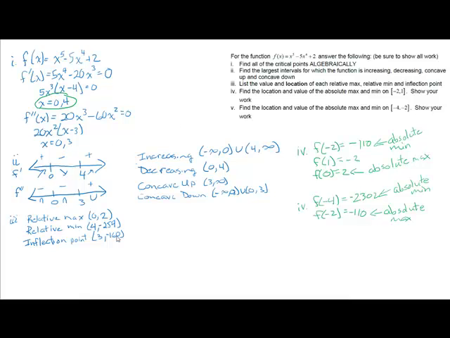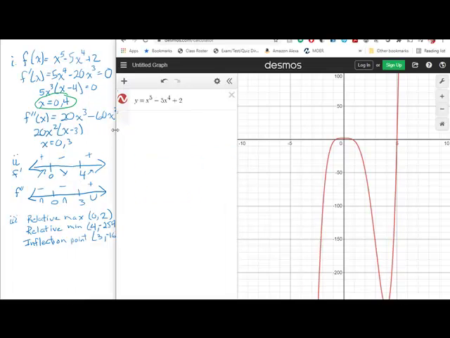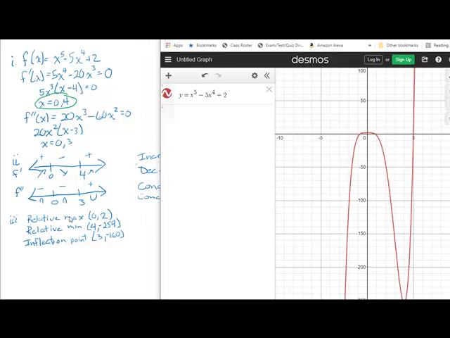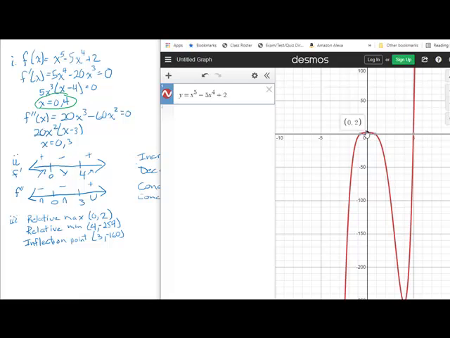Now, for the stuff in blue, we can actually verify all of this from the graph. So let's bring the graph over. So here's the graph in Desmos. And so we said we had a relative max at 0, 2. And we can confirm that right there. 0, 2 is our absolute max. We see it's increasing up to 0. Then from 0 to 4, it's decreasing.